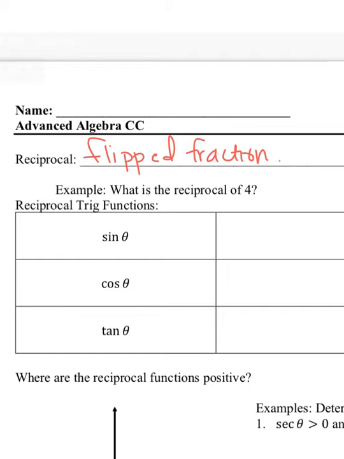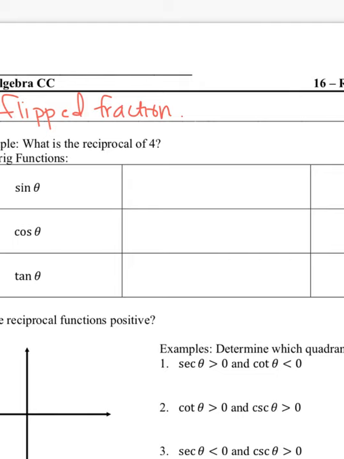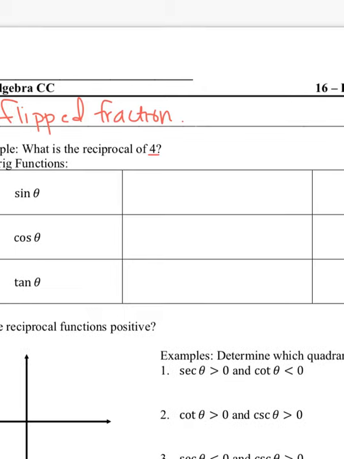So your example here, what's the reciprocal of 4? Remember, 4 is really 4 over 1. So the reciprocal of 4 is 1 over 4. Then if I ask you for the reciprocal of 1 over 4, you would get 4. So it goes back and forth between the two, okay?